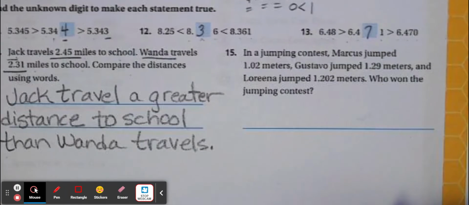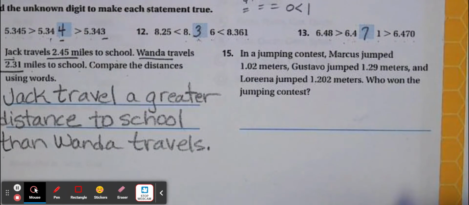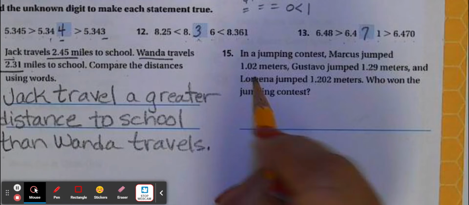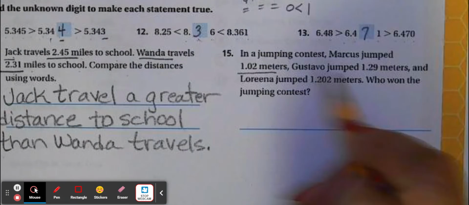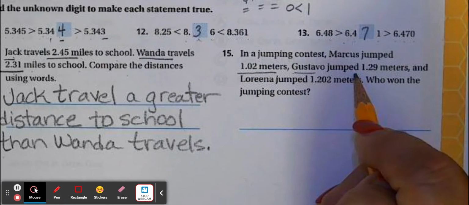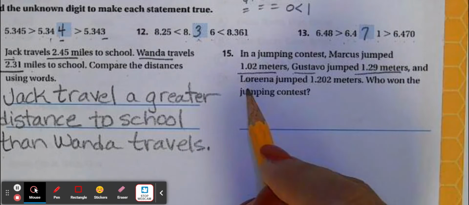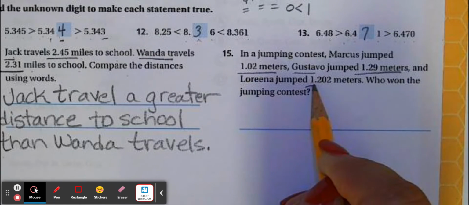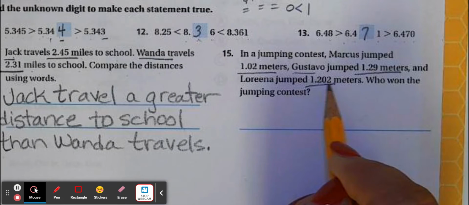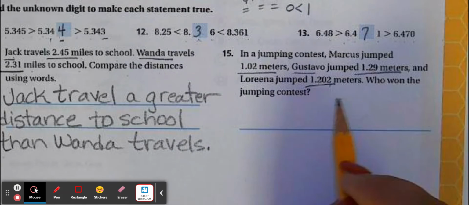Let's look at number 15. In a jumping contest, Marcus jumped 1 and 2/10 meters. Gustavo jumped 1 and 29 hundredths meters, and Lorena jumped 1 and 202 thousandths meters. Who won the jump?